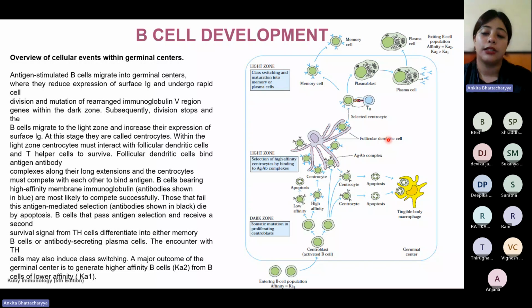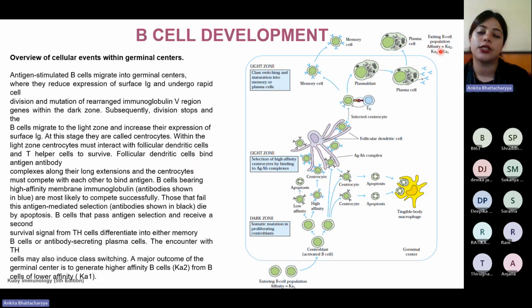So upon this selection, there can be differentiation into memory cells. Memory cells will move out, will go into circulation and remain as a backup immune response. And on the other hand, plasma blasts, otherwise known as plasma cells, will produce antibodies that will be secreted. And now these antibodies are of higher affinity, which was the entire purpose of going through this huge process.